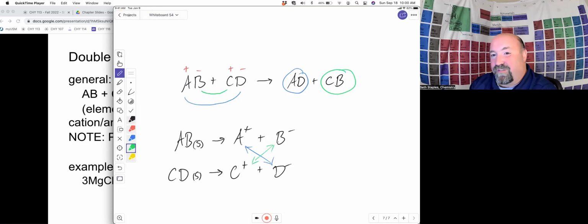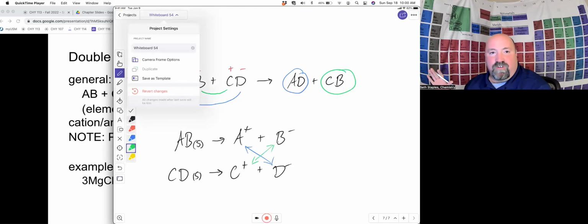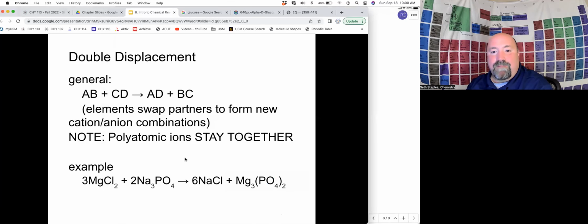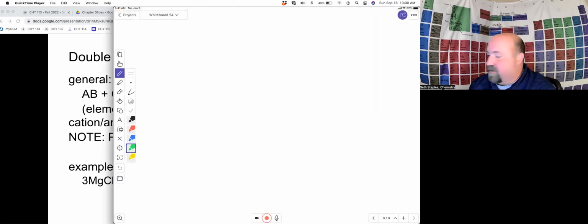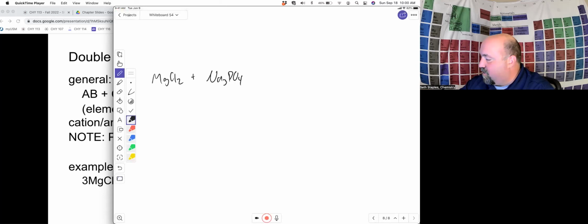The other thing that you have to do, though, and this isn't illustrated here because we didn't put any actual charges on these, is to come up with what the new formulas are going to be. Let's walk through this example. So we have magnesium chloride and sodium phosphate. We have MgCl2. I'm not going to put in the states just for ease and quickness. So MgCl2 plus Na3PO4. So again, I would definitely recommend going through and writing out what the ionic charges are going to be. We know magnesium is a 2 plus, chloride is a 1 minus, sodium is a 1 plus, PO4 is a 3 minus.